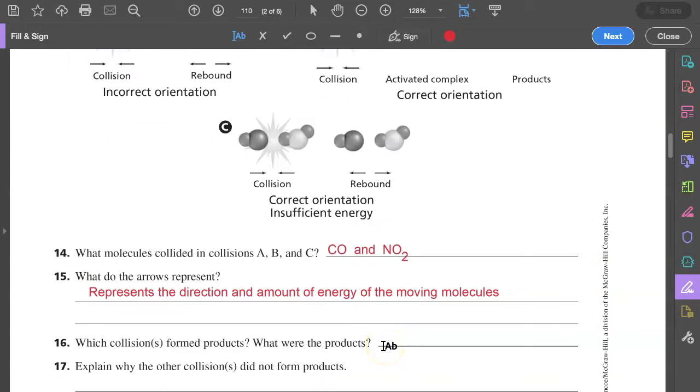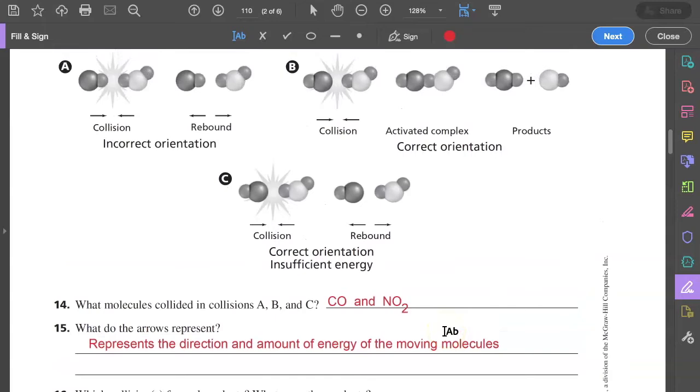The arrows simply represent the direction in which these are traveling and also the amount of energy of those moving molecules. It just helps us to know, for example, that these are coming together to collide and these two are rebounding. They're moving away from each other.